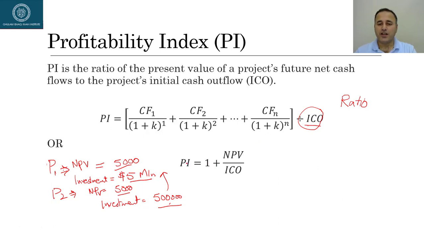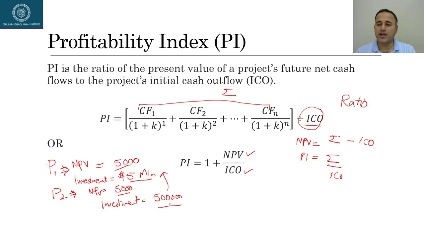a very good idea. It can also be expressed as 1 plus NPV divided by ICO, and the way we do it, because NPV, if we remember from our previous slide, if I express this whole expression with summation sign, minus ICO. In this case, PI is equal to the whole summation sign and then divided by the ICO.